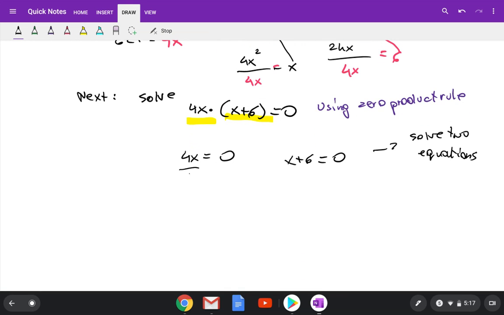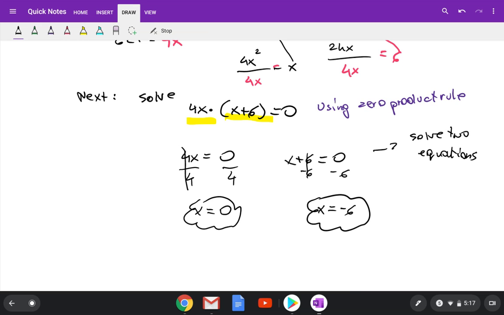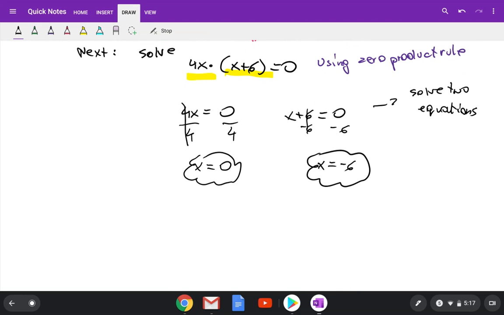Okay, the first one, divide each by 4. You're getting x equals 0. That's our first solution. The second equation, just subtract 6 from both sides. We're getting x equal negative 6. So we got two solutions. Let's write down the answer. The solution set is negative 6, 0. So two solutions.